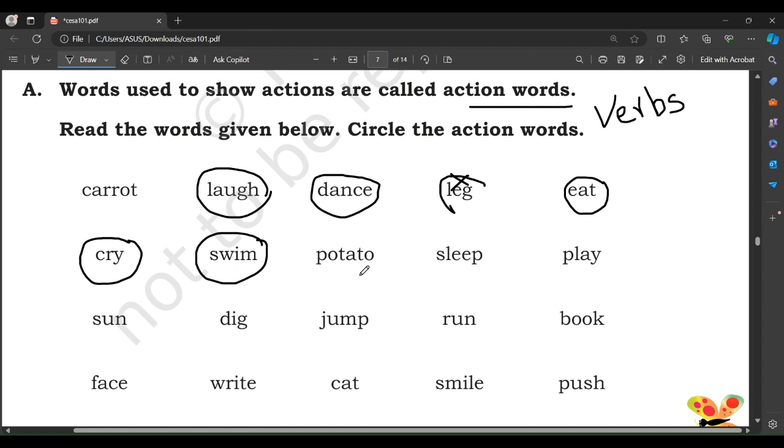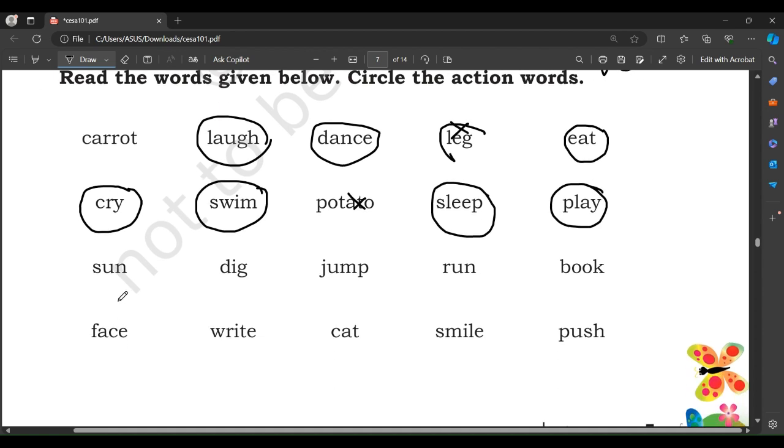Potato, no, it's not an action. What is it? It is the name of a vegetable. Sleep, yes, sleep is an action. Play is also an action. Sun, no, you cannot act sun. Sun is an object or a thing, right? No, it is not an action word.